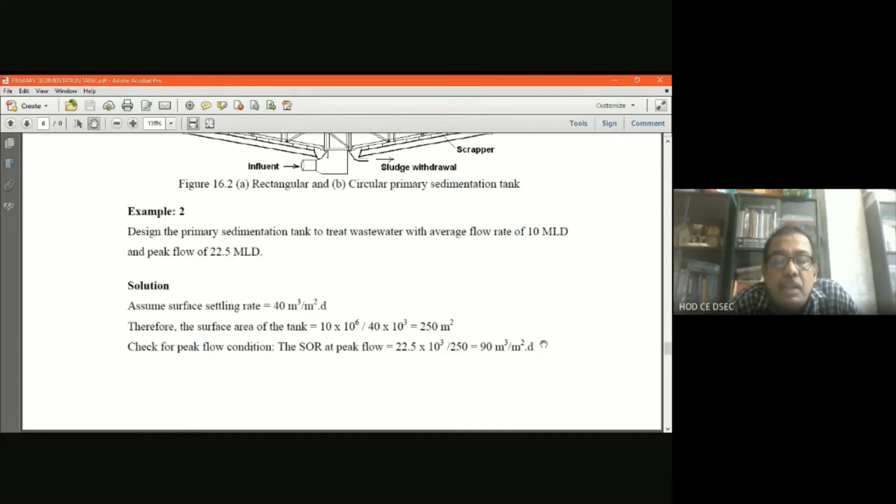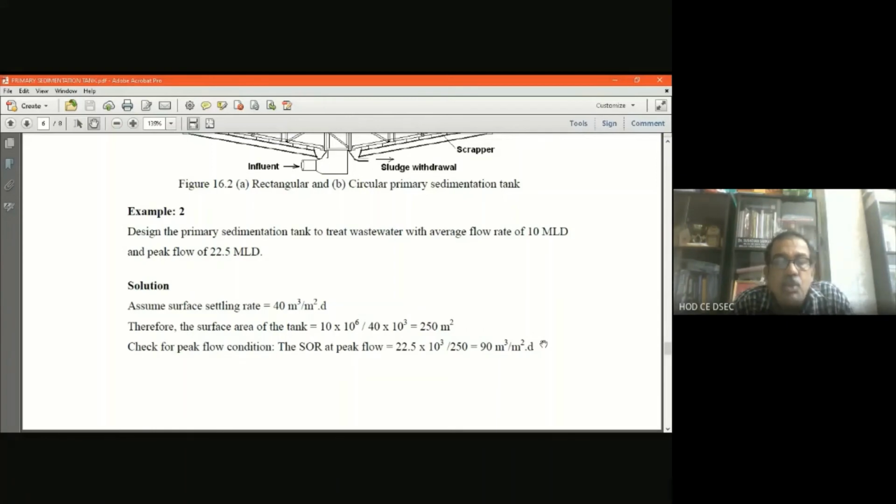If you divide the 10 to the power 4 meter cube per day by the surface loading rate, that is the assumption considered in the design of the rectangular tank, 40 meter cube per meter square per day, what will we get? If you divide meter cube by meter cube per meter square, we get the result in meter square, that is the plan area. Plan area means the horizontal surface area of the tank, that is L into B, which is obtained as 250 meter square.